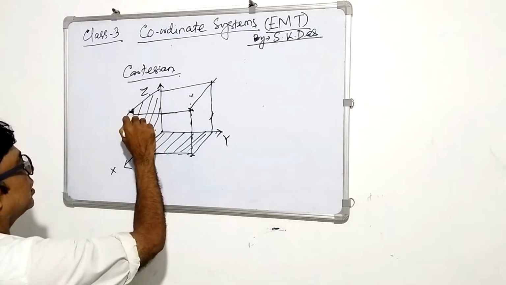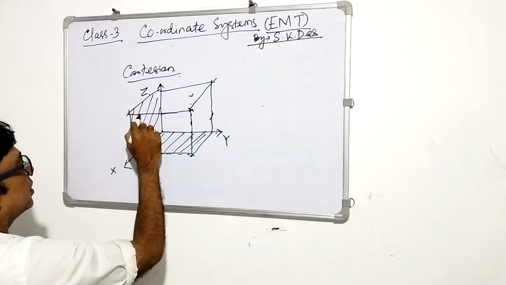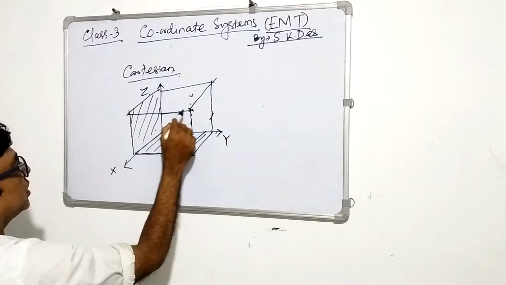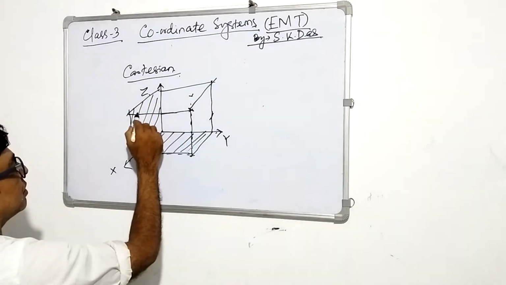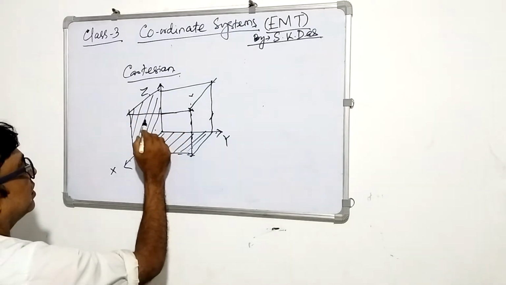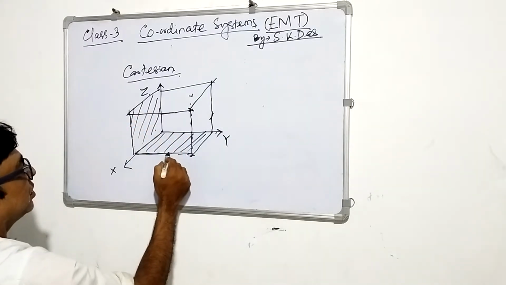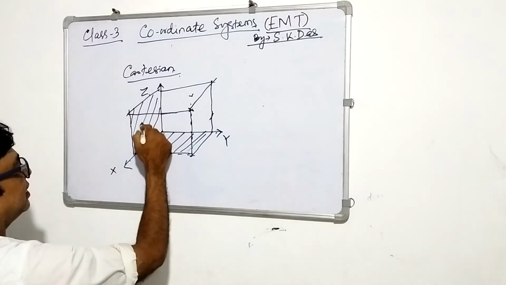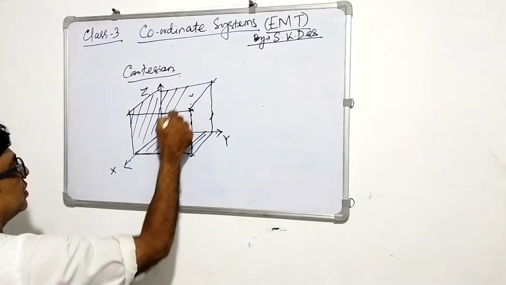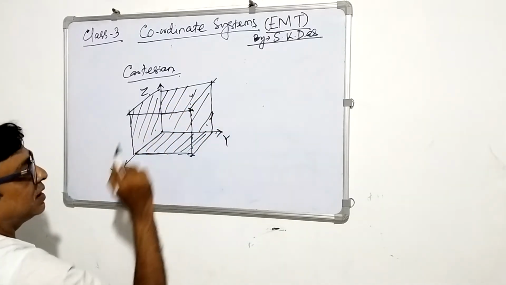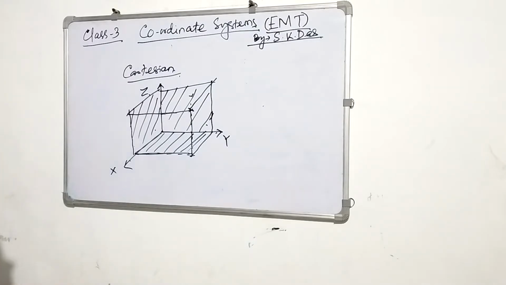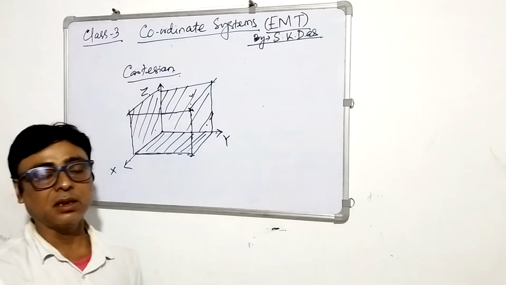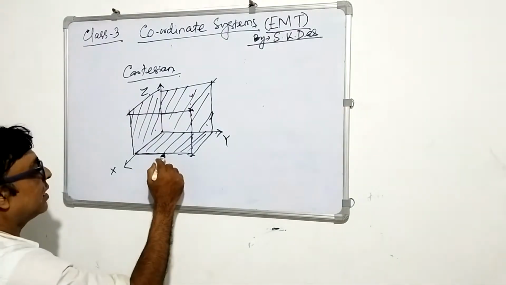Similarly, for the top one, this one is y and this one is x, so this is the xy plane. The opposite side is the yz plane, where x is 0. The unit vectors will be normal to the surface area.